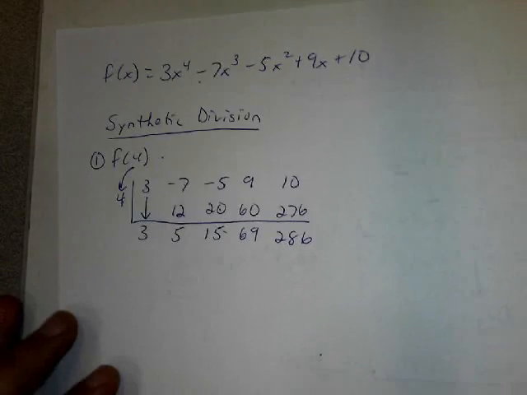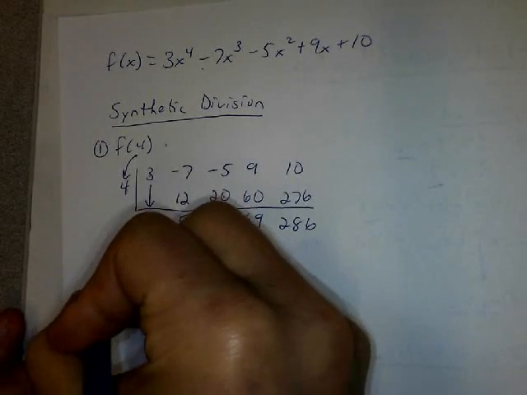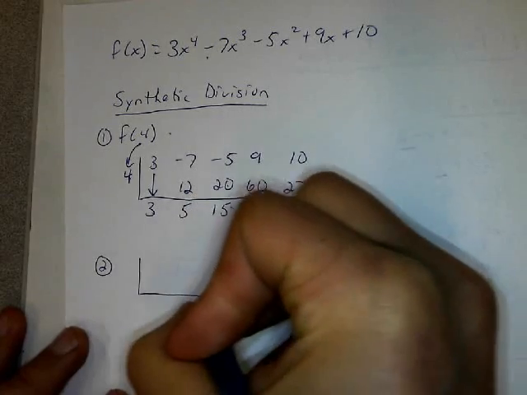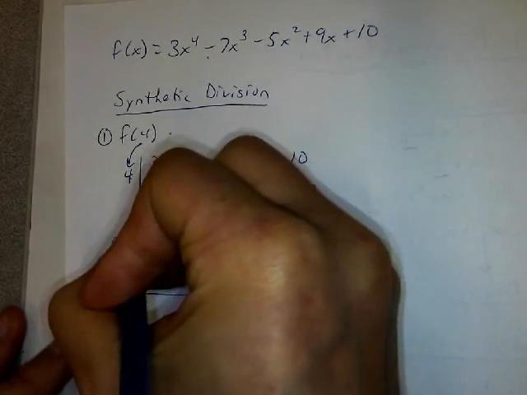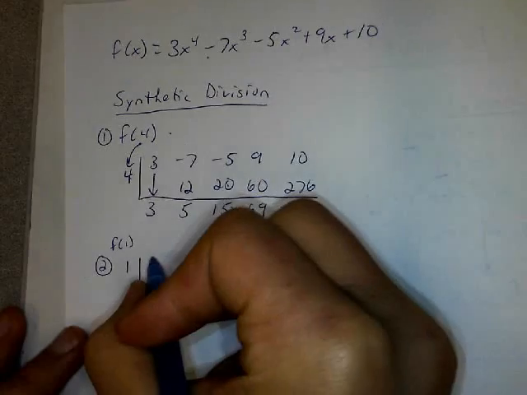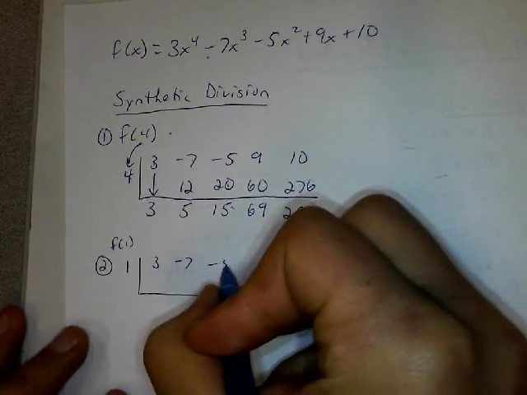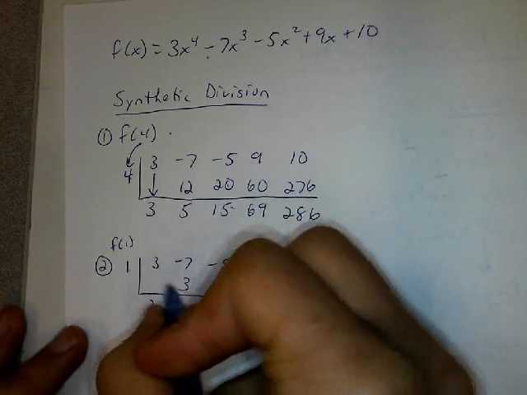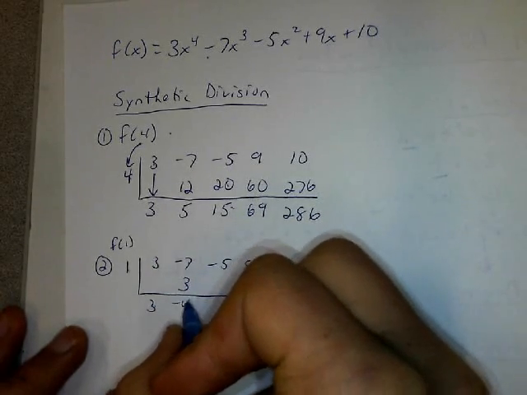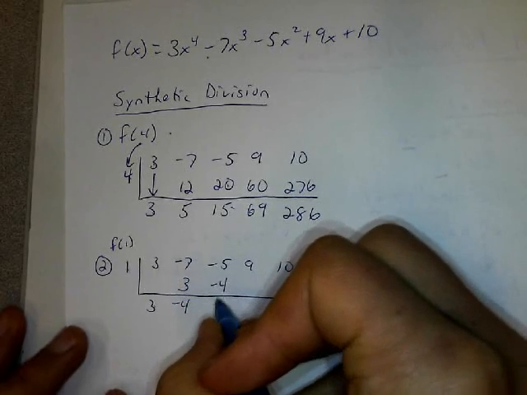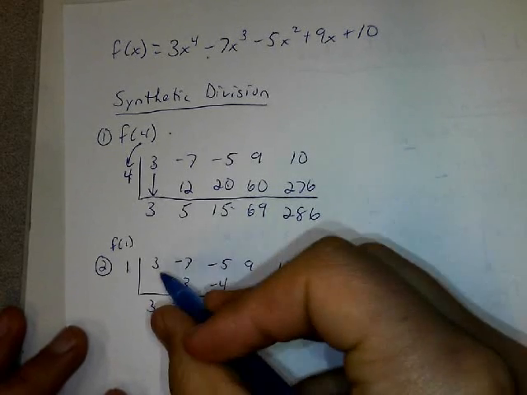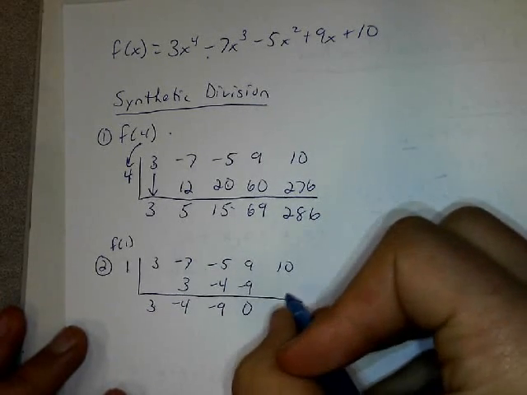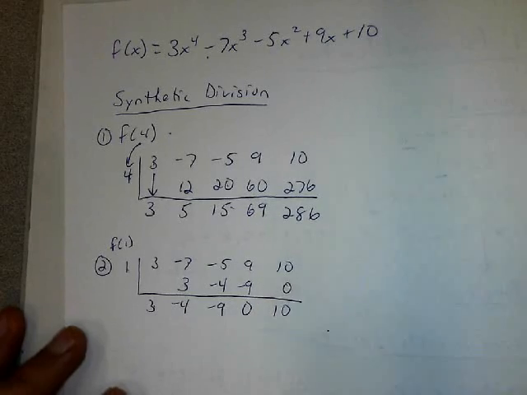That's all synthetic is. I'm leaving something out for a second. Let's do another one real quick. What if we said, let's plug in f of 1. So you put 1 there. Multiply, you get 3. Add, you get negative 4. Multiply, you get negative 4. Add, you get negative 9. Multiply, you get negative 9. Add, you get 0. Multiply, you get 0. Add, you get 10.